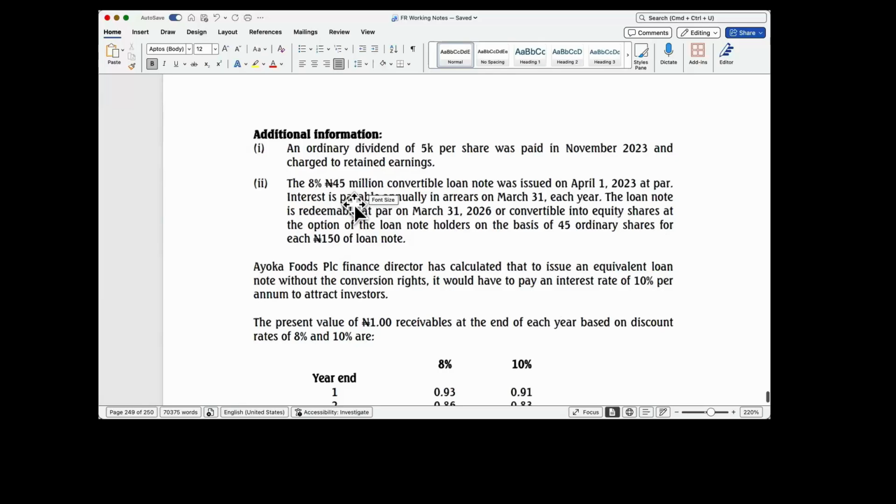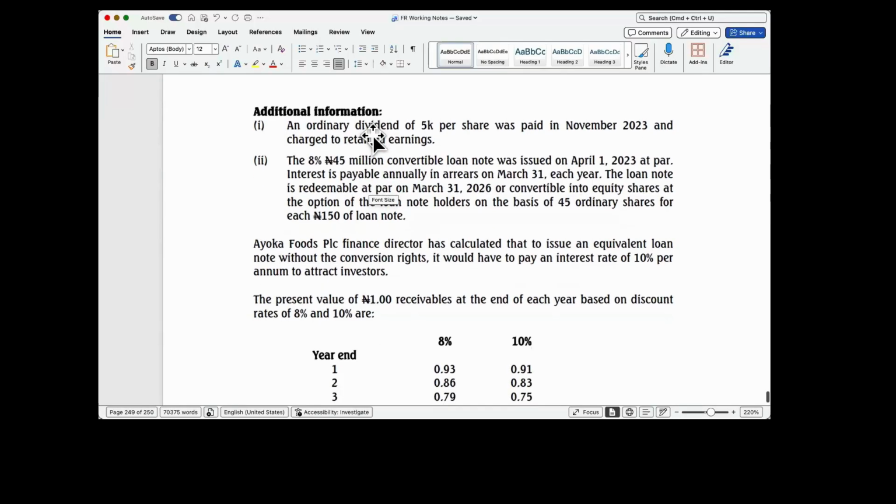Now let's look through it. The first one says that an ordinary dividend of 5 kobo per share was paid in November 2023 and charged to retained earnings. Additional information 2 says that the 8% for the 5 million convertible loan note was issued on April 1st, 2023 at par.